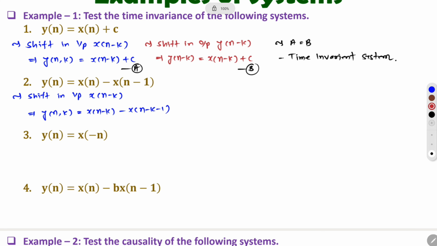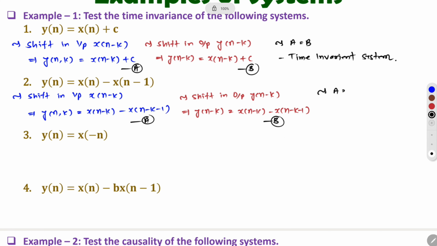In the second situation, we will provide a shift in output. So here, what will you get? You will get y of n minus k. See, shift in output means what? Here, instead of n, you will substitute n minus k. So you will get y of n minus k. Instead of n, we need to substitute n minus k. And if you compare case A and case B, both are the same, right? What it means? It means the given system is a time invariant system.